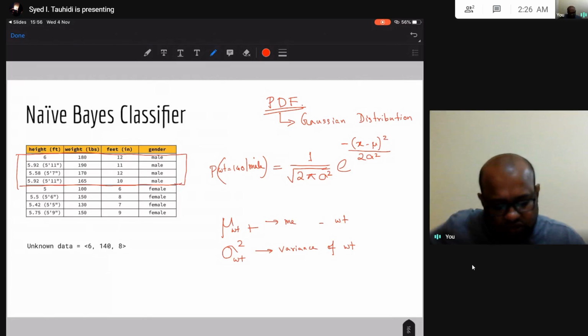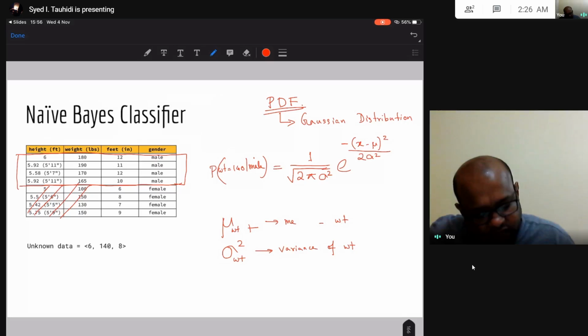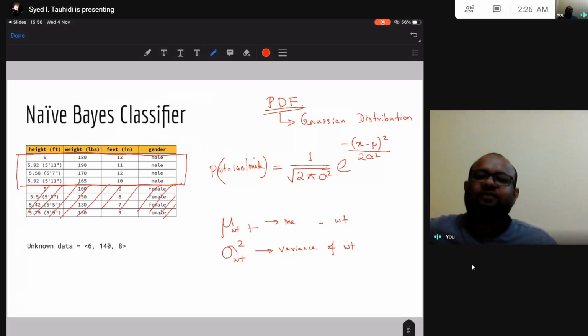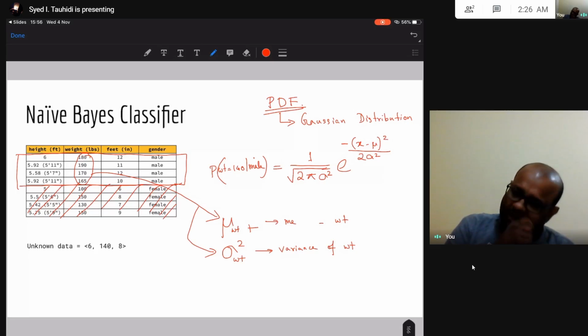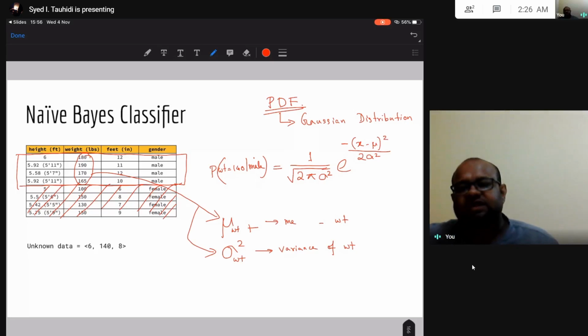These rows do not have the target as male, so I am going to remove these. Only those rows that have my target as male, I am going to take, and from those rows only I am going to figure out the mean and the standard deviation, the variance. I am trying to find the probability of weight being 140 given that the person is male, so I will take only those rows which have male.